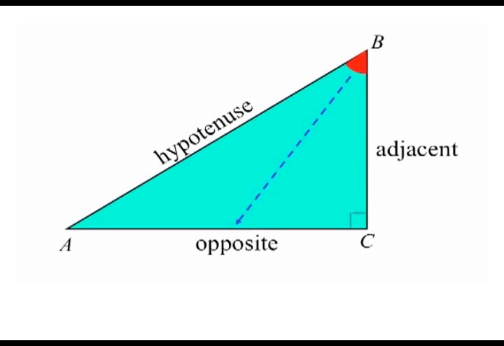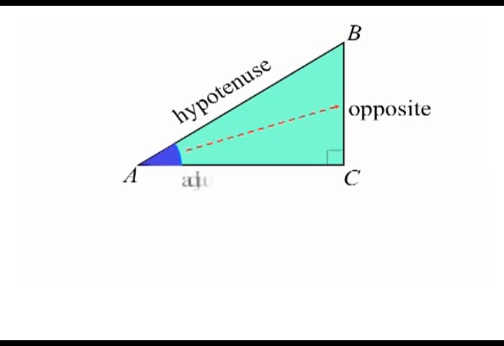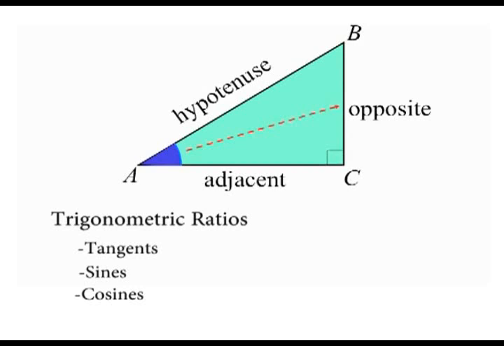In the 3rd century, astronomers first noticed that the lengths of the sides of a right-angled triangle and the angles between these sides have fixed relationships. And so if we know the length of one side and at least one of the acute angles, we can find all the other sides and angles. Trigonometric ratios provide the relationships between the sides and angles of a right-angled triangle. There are 3 trigonometric ratios: tangents, sines, and cosines.